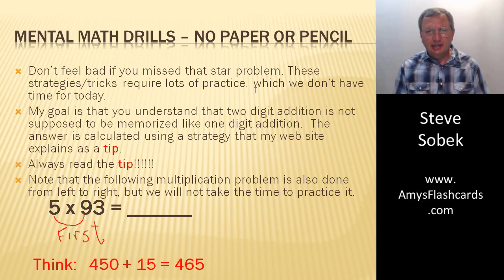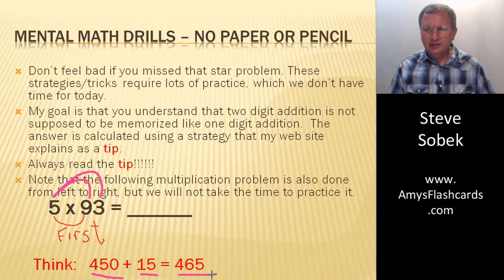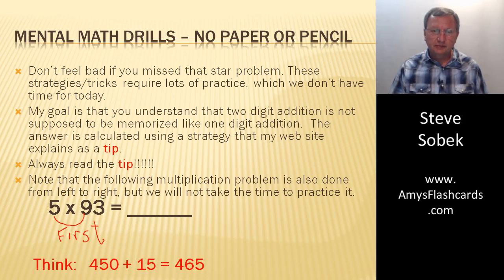And all the strategies are outlined in those tips. And I'm not going to talk much about multiplication, but it's the same thing. When you see the drill for 5 times 93, you're supposed to first take the 5 times the 9, and you think 450. Don't say it yet, because then you're going to add on the product of 5 times 3. You're going to add on the 15. 450 and 15 is 465.